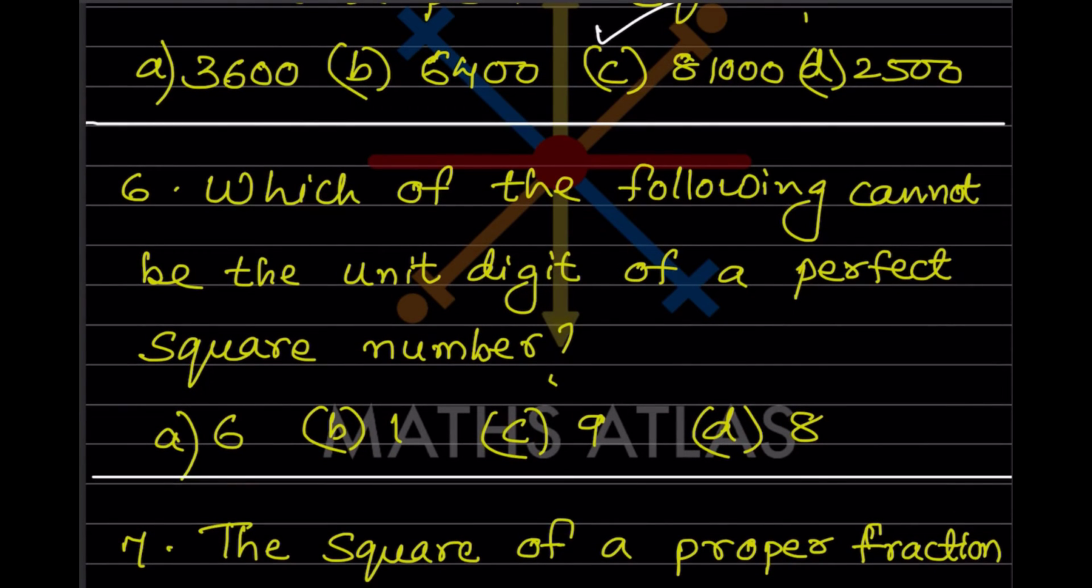Now which of the following cannot be the unique digit of a perfect square? So here what we can do, the number 8. If it has the number 8 at the end, it cannot be a perfect square. So this is the answer, the D one.